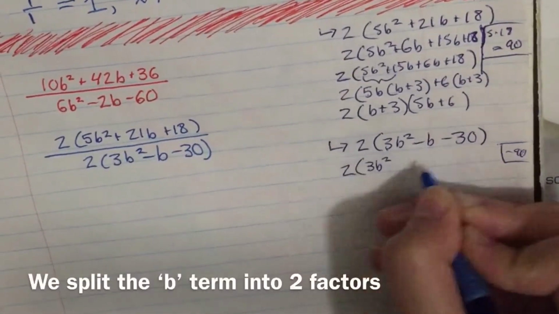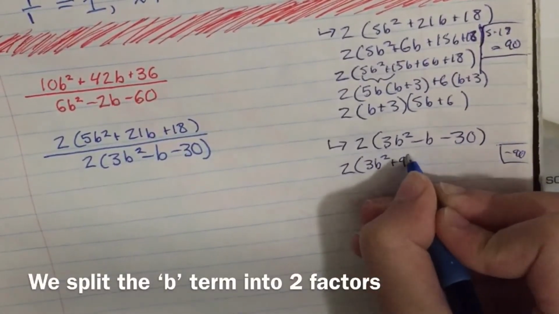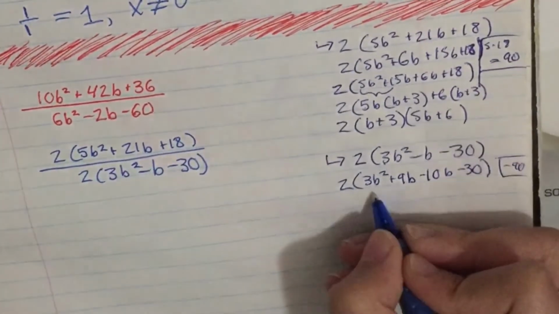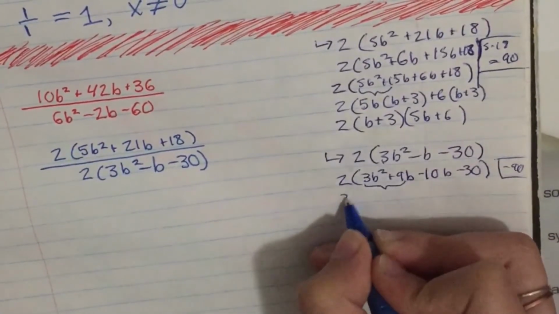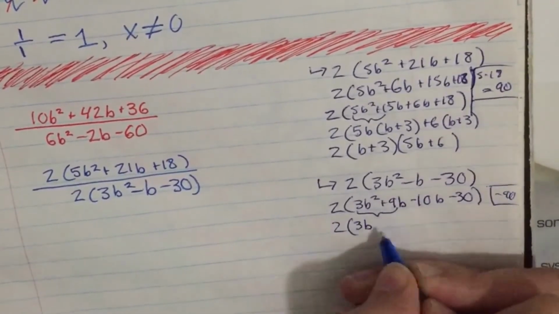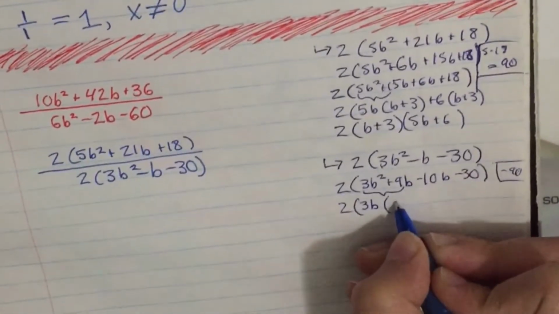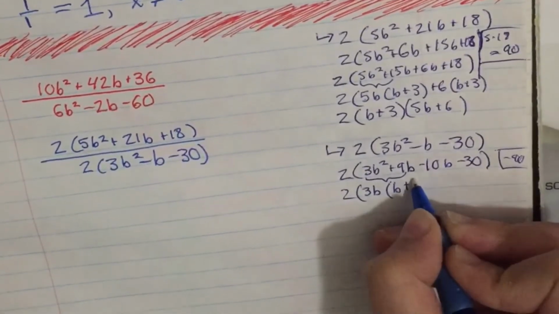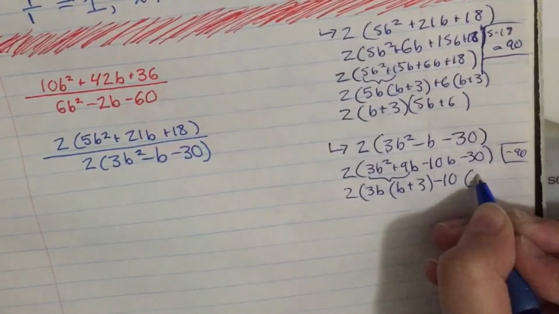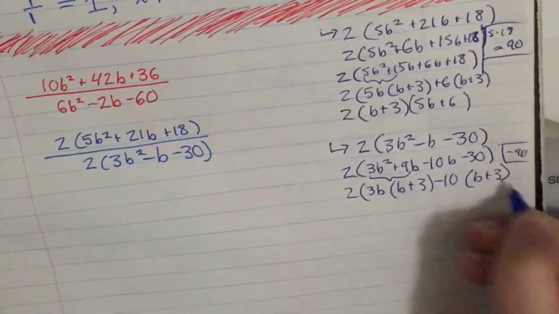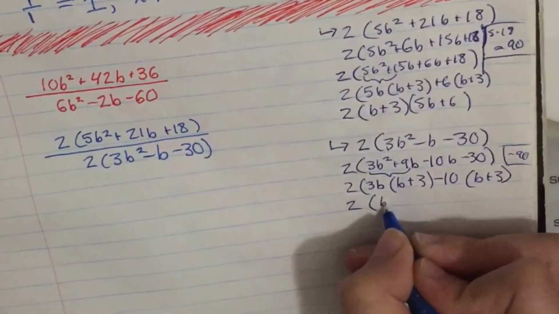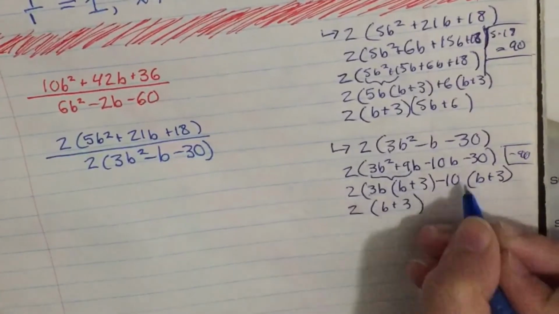Okay, now we factor by grouping these two. So from these two we can factor out a 3b. When this is divided by 3b, what's left is b plus 3. And then from here we can factor out a negative 10. Also what's left from here is b plus 3. And then the final step: b plus 3 and 3b minus 10.